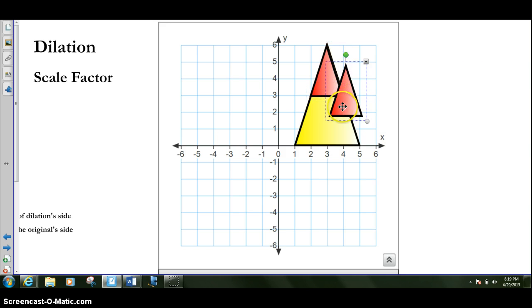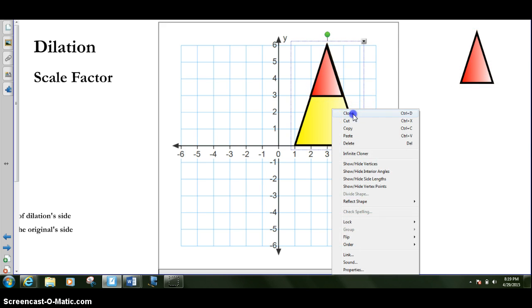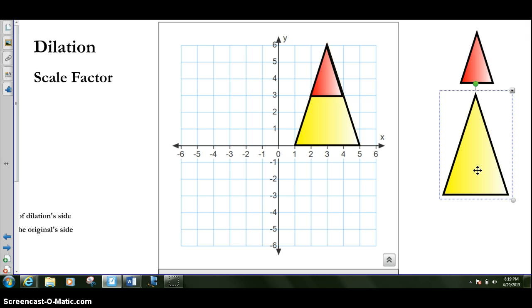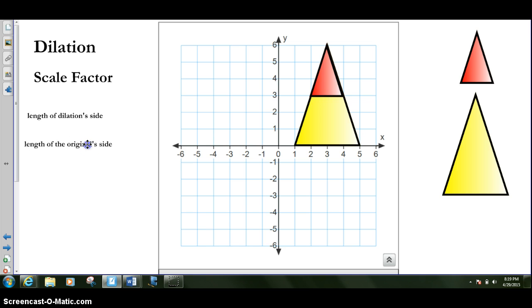Again, we have a red triangle and a yellow triangle. In this case, the yellow triangle is a dilation of the red triangle. Now, in order to figure out the scale of these triangles, how was it dilated, we take the length of the dilation's side. So in this case, we're going to analyze the length of the yellow base, and we're going to divide it by the length of the original's base, red. And we always do corresponding sides. So in this case, the triangles' bases.